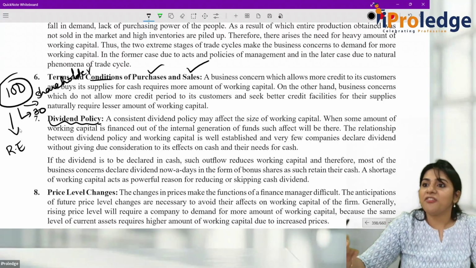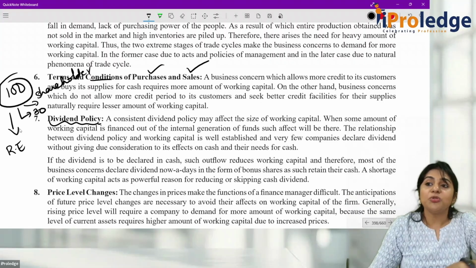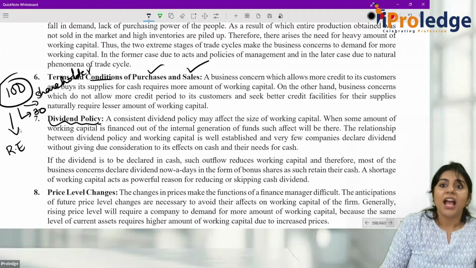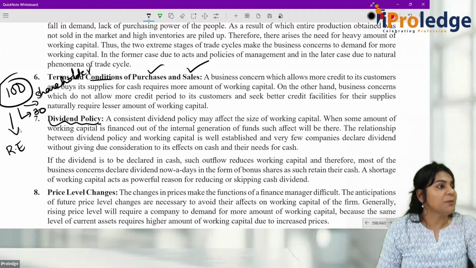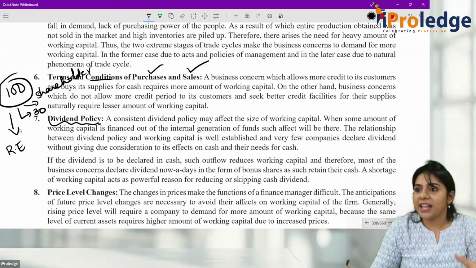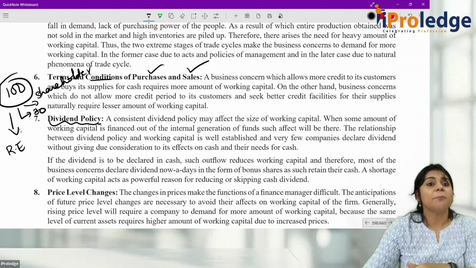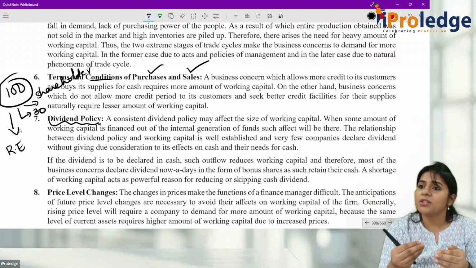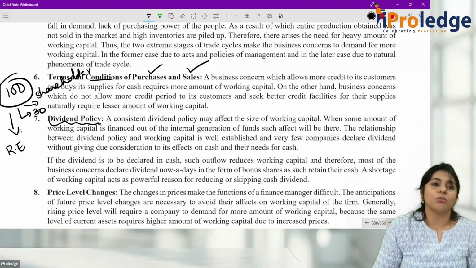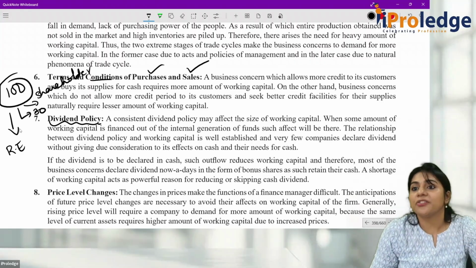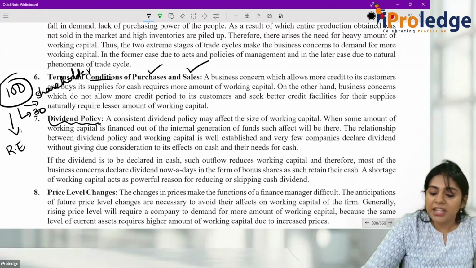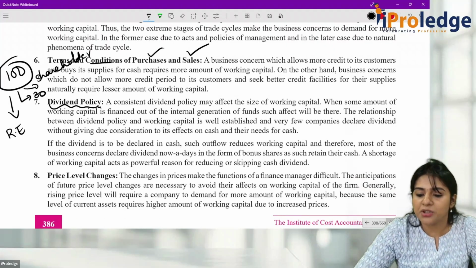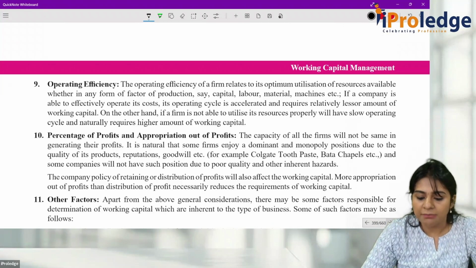So if I've decided to pay dividend in a particular month, I have to plan 6 months before that. I start selling all my short-term investments, fund myself so that I have enough money to pay my shareholders dividend. So all these small things, a lot of planning goes on in the background, which we are not aware of. But every small thing has a huge implication on working capital management.